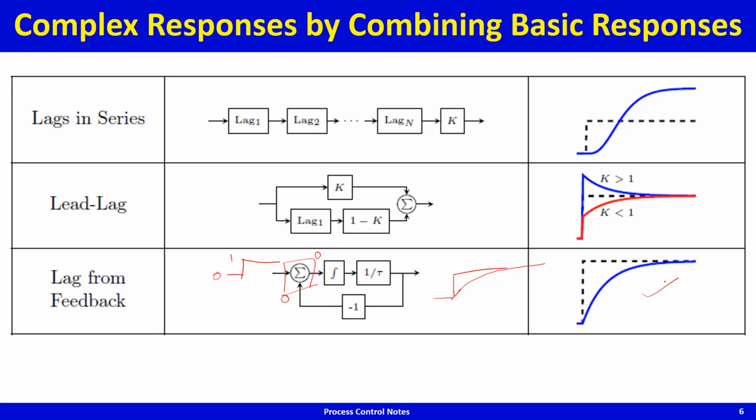So a first order lag is actually a neat combination of the basic dynamic elements, integrator, gain, negative gain, combined in a feedback loop. This is a feedback loop. You know, this is a loop. So this is the feedback loop, and this feedback loop gives us the kind of response that is shown over there.